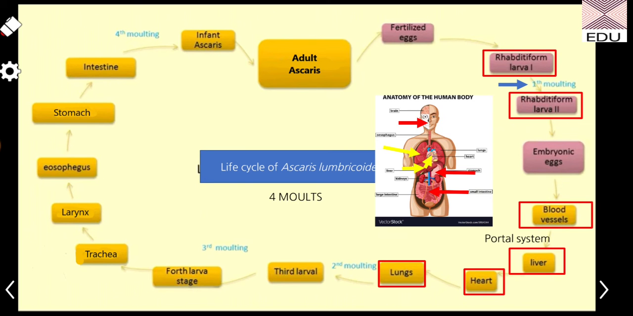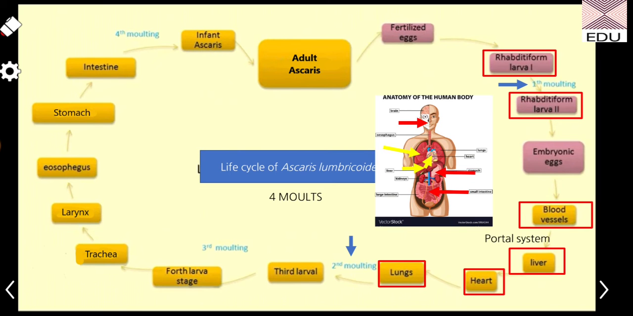Now, whenever the rhabditoid 2 larva forms, it will reach the lungs. It can go for the second molting. Now after reaching the lungs, it goes for the second molt, because the first molt was from the first to the second stage. Now we have the second molting of this rhabditoid. It is present now in the lungs.